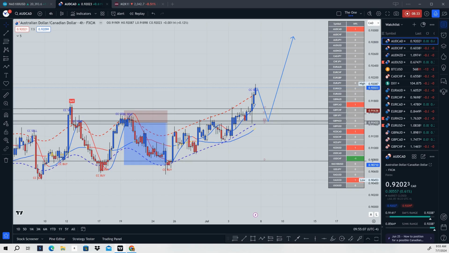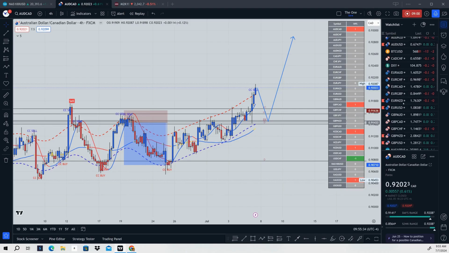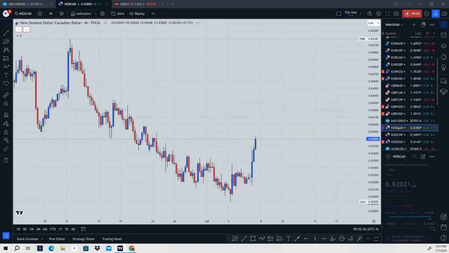So if we're trading off of the daily time frame for our direction, that means we're going to wait for an opportunity on the lower time frame to catch that bullish trend. Okay. So some of the opportunities to look for this week coming up, tomorrow's July 8th. Some opportunities are going to be, let's take a look here at NZD CAD.